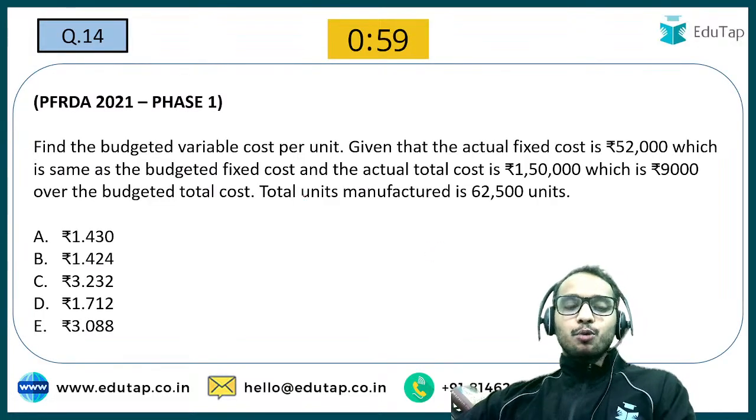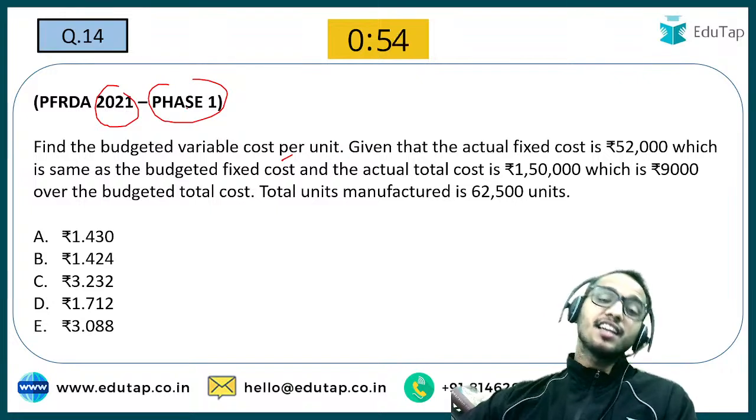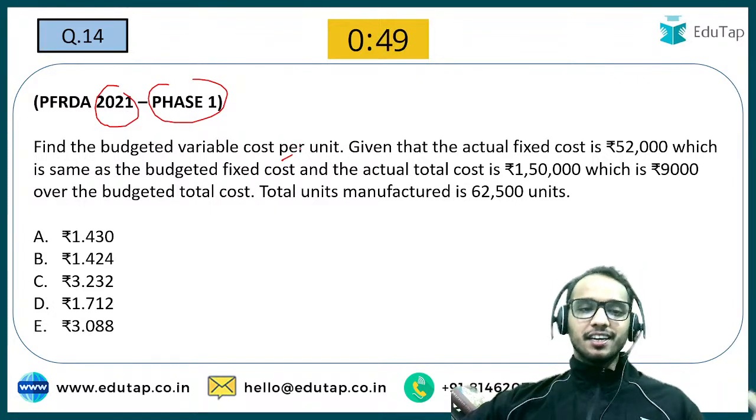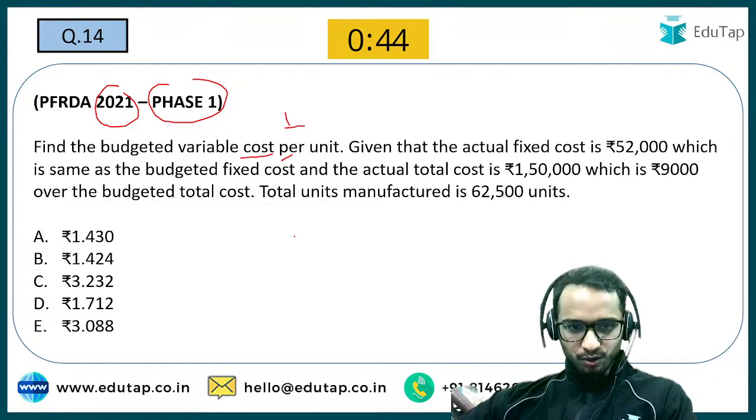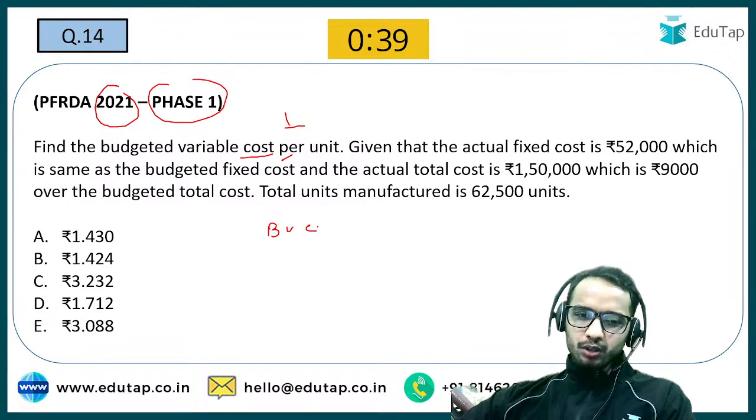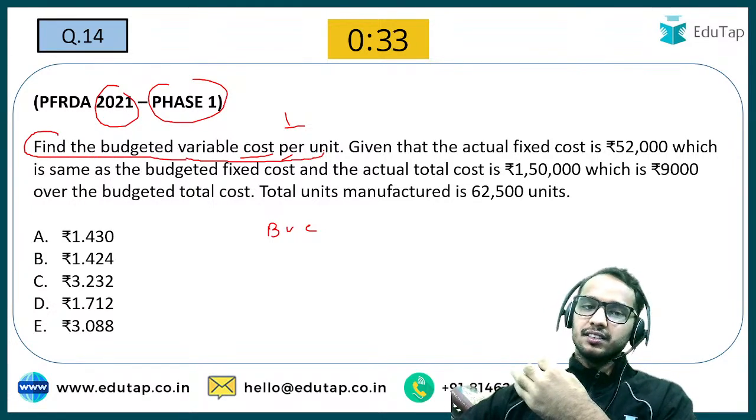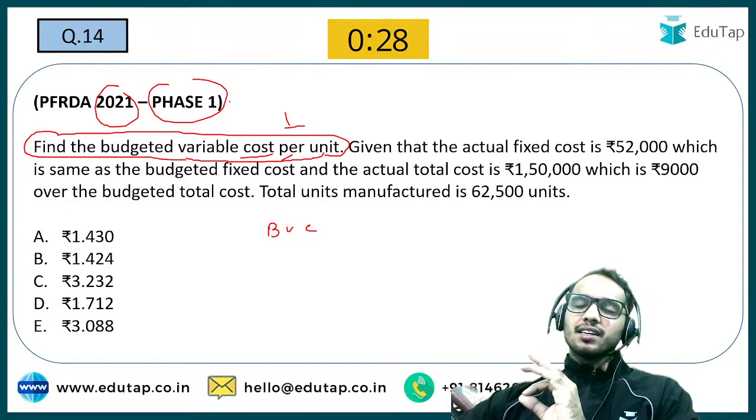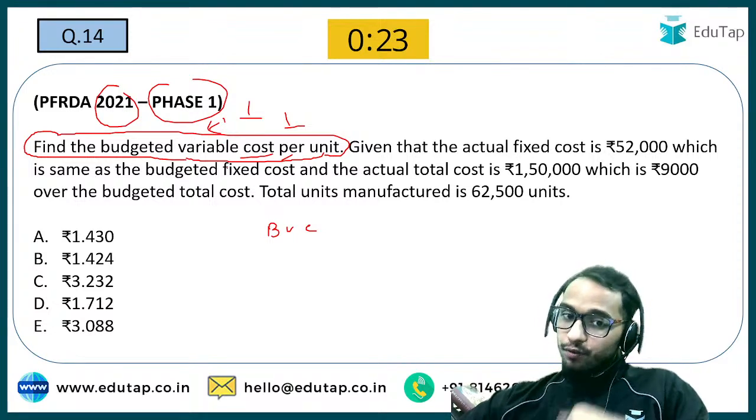Question number 14, again PFRDA 2021 phase 1, again a numerical. There are a lot of numericals that have been asked previously. Find the budgeted variable cost per unit. You have to calculate budgeted variable cost per unit, that is easy. In this question, what you have to find out has been written in the first sentence. I told you in the beginning that you have to read it first. This question is kind of easy, because in the first sentence only it gives you the information of what you have to find out.